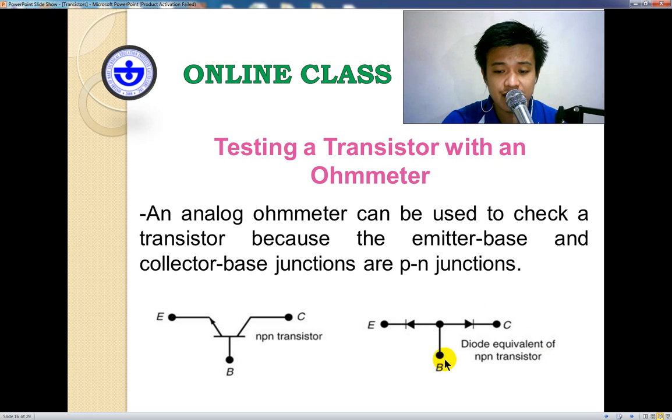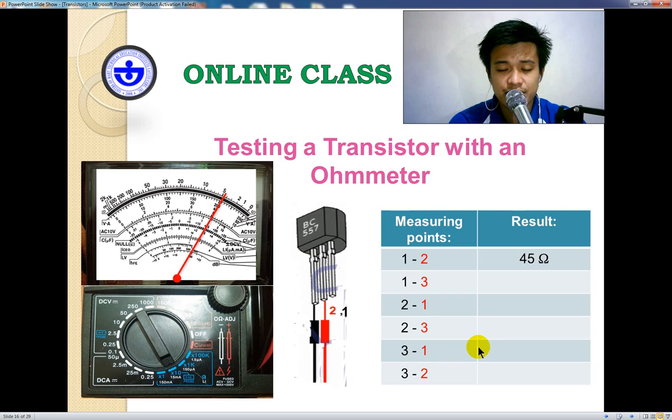Okay, if you use two diodes, it would look like this. It means the two positive ends of these diodes are connected. That is considered as our base, and the other end of one diode would be our emitter, and the other end of the other would be our collector. So it means we can check a transistor using an ohmmeter. Okay, we have more discussion on that. This is our testing of transistors with an ohmmeter.